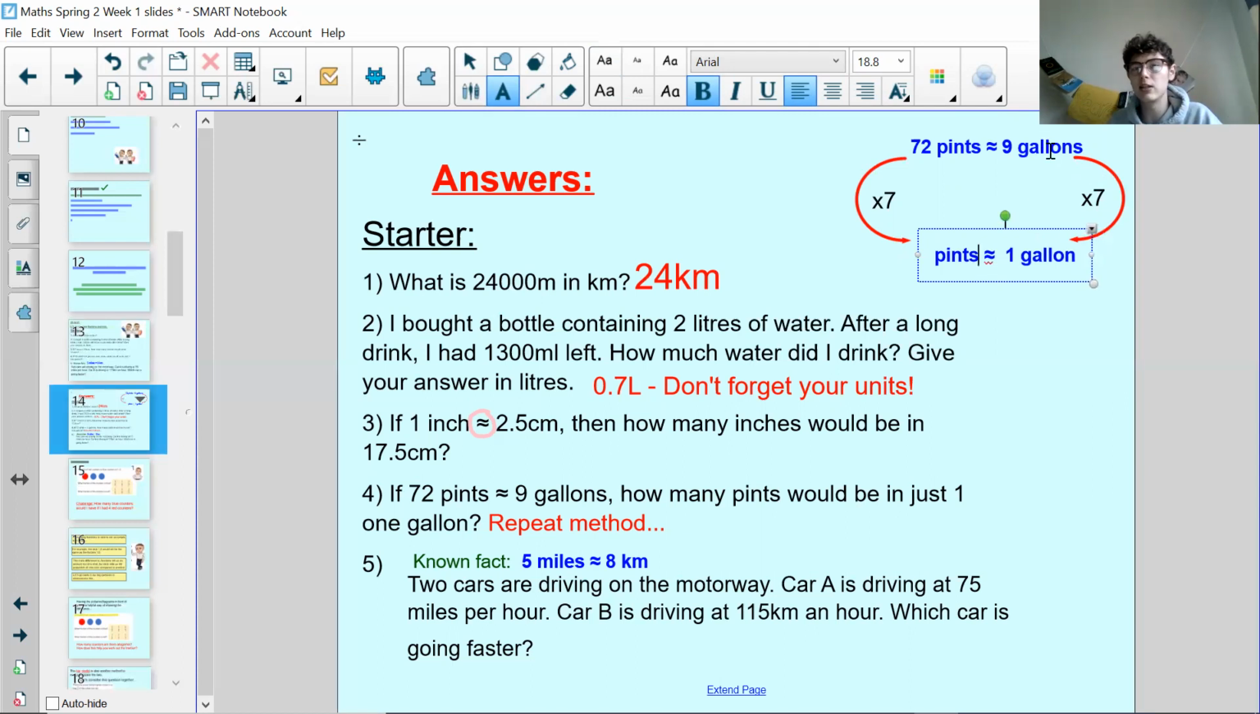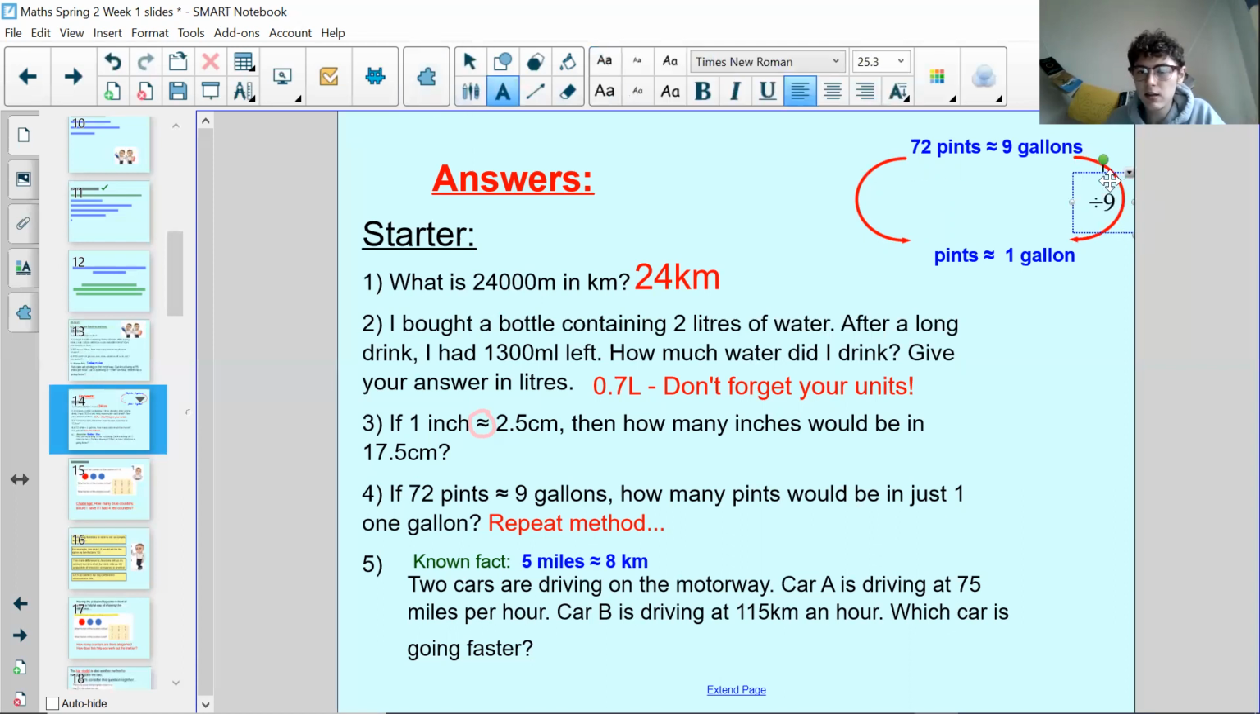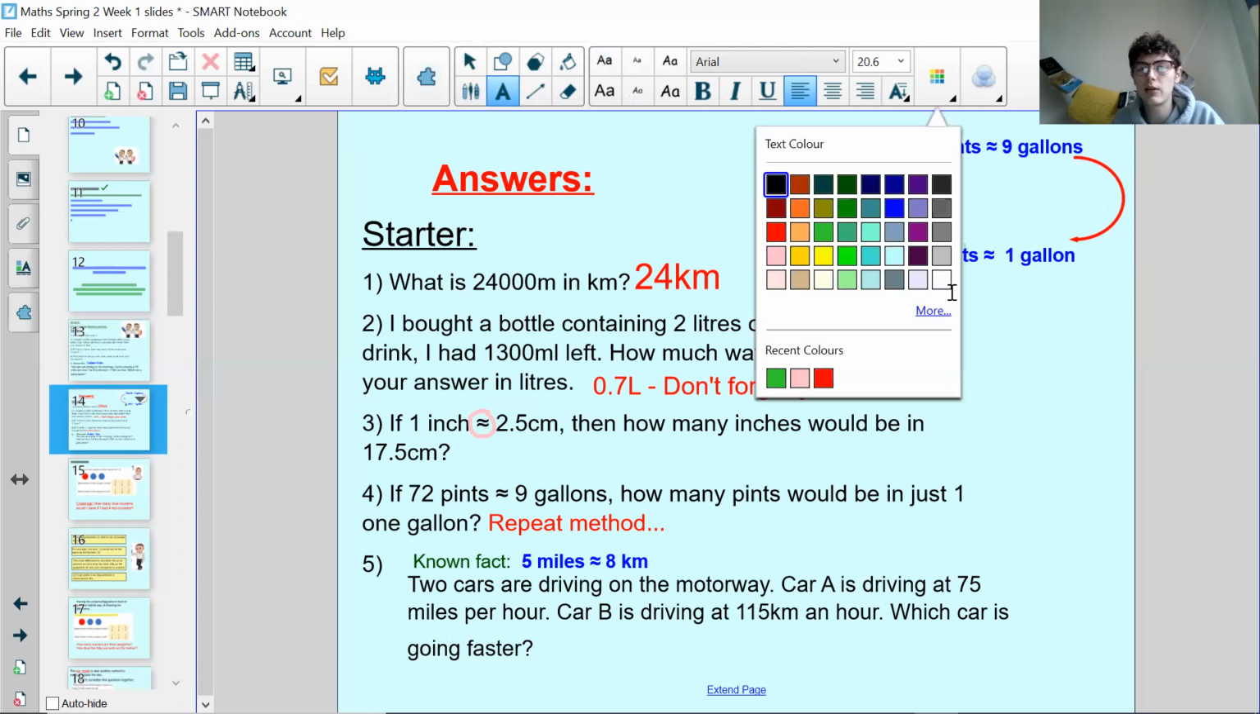So to get from 9 gallons to 1 gallon, we're not going to multiply this time. This time we're going to be dividing, okay? So I'll grab my division symbol from the corner. Here, we are going to be dividing. So obviously we divide 9 by 9 to get 1, so divide by 9. And then, of course, we know we've got to do it to both sides. So 72 divided by 9 gives us 8. Okay, so the answer is 8 pints is approximately equal to 1 gallon. Okay, so 8 is your answer. Well done if you've got that.